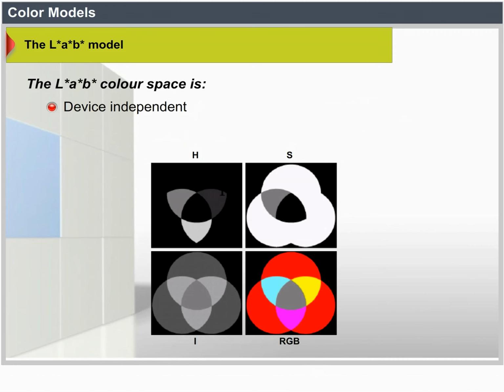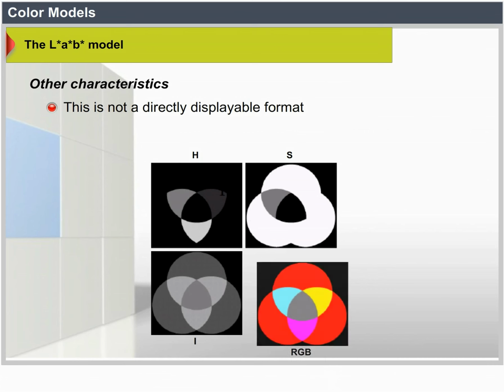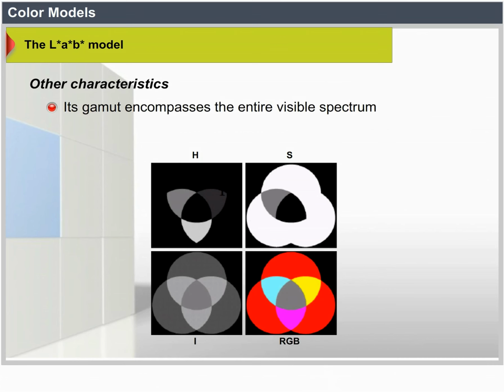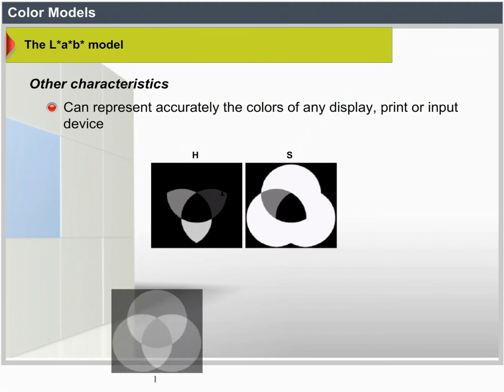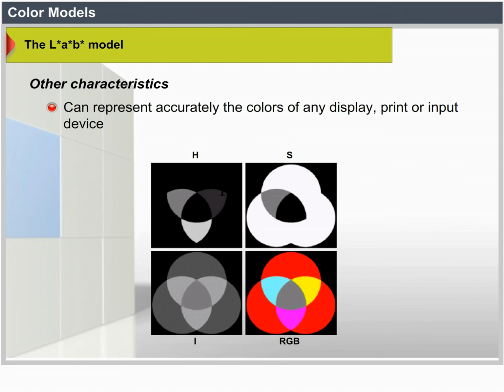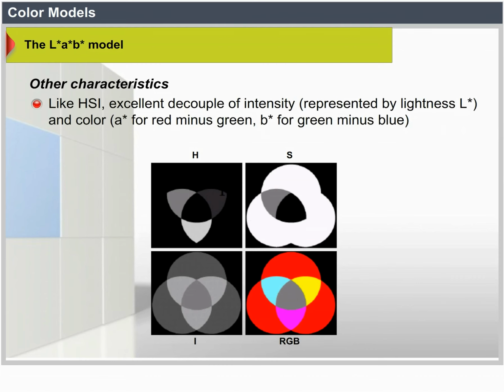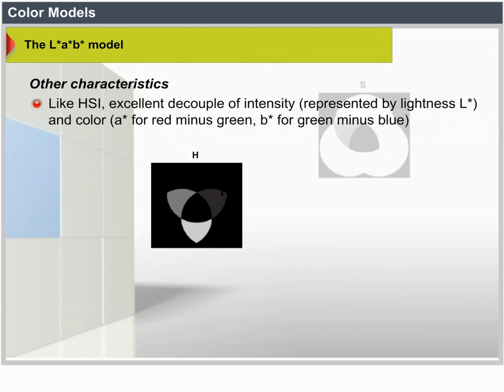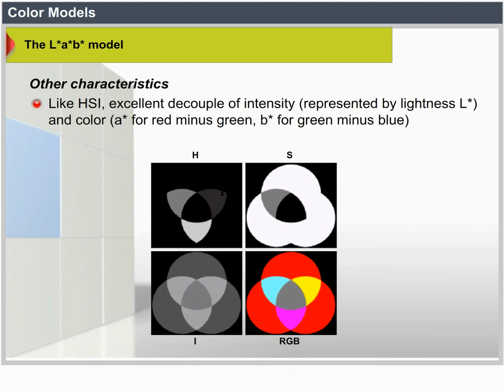Device independent. Other characteristics: not a directly displayable format. Its gamut encompasses the entire visible spectrum. It can represent accurately the colors of any display, print, or input device. Like HSI, it has excellent decoupling of intensity, represented by lightness, L star, and color, A star for red minus green, B star for green minus blue.